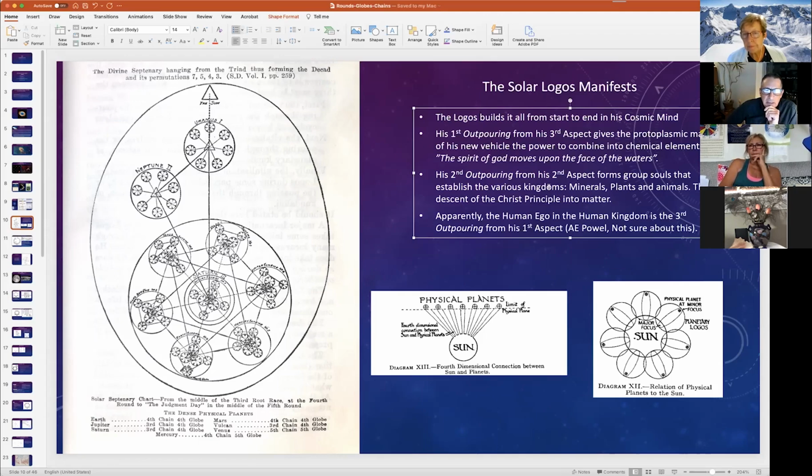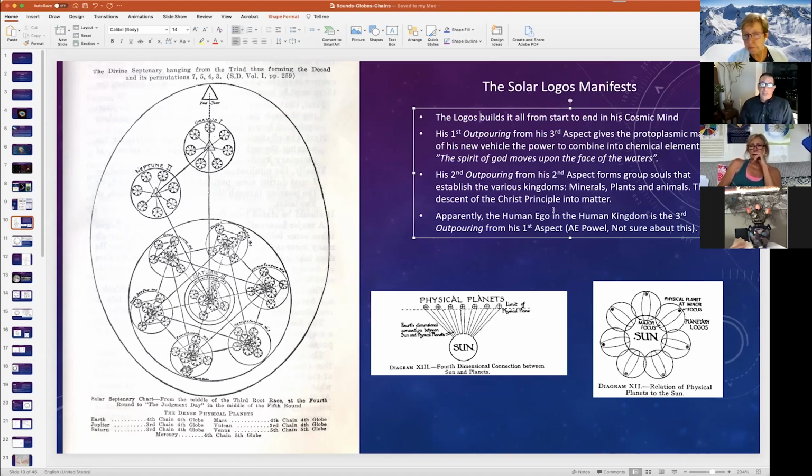And in the Bible, that stage is symbolized by the phrase, the spirit of God moves upon the face of the waters. Waters being the symbol in a lot of these older texts for matter. This is what we're told about the first solar system. And I repeat, I don't know for sure if this is referring to the first solar system or is this just referring to the first stage of the birth of this one?